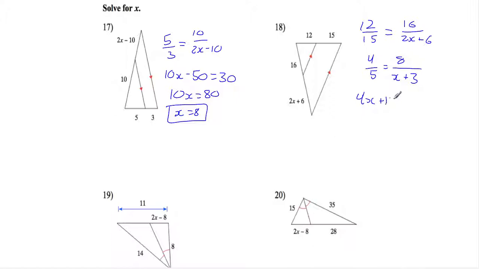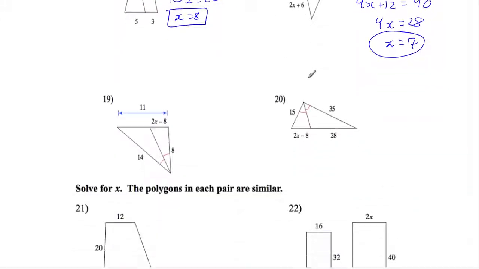But now I can multiply this all in my head to get 4x plus 12 is equal to 40. I get 4x is equal to 40 minus 12, which is 28. So x is equal to 7. Again, no need to break this up into two triangles.